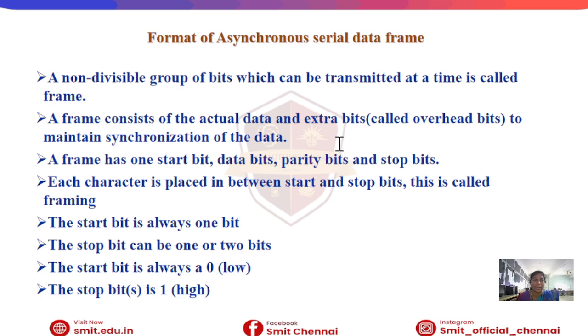Next is the parity bit, used for error detection. Whenever an error occurs, the parity bit helps detect it, and it is an optional bit. It has two types, even parity and odd parity. And the stop bit always indicates the end of the transmission and is always high, that is 1, and can be 1 or 2 bits. So start and stop bits provide the synchronization.